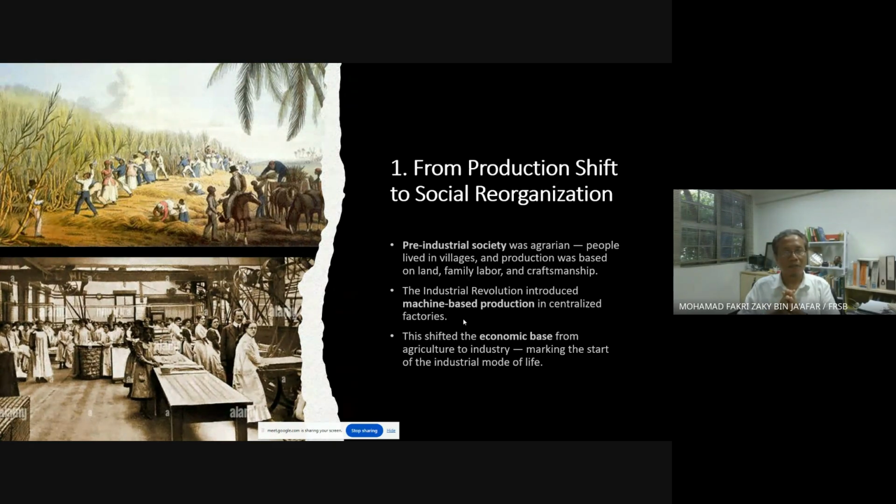First, the shift from production to social reorganization. Pre-industrial society was agrarian. Mostly they were farmers and animal rearers. Production was mainly for food and clothes, and farming was the backbone of production before industrial society. Then the Industrial Revolution introduced machine-based production in centralized factories. This shifted the economic base from agriculture to industry, marking the start of the industrial mode of life.